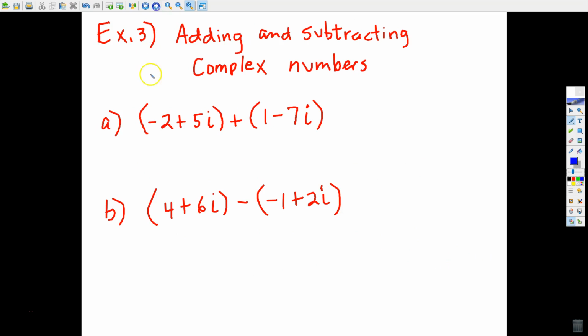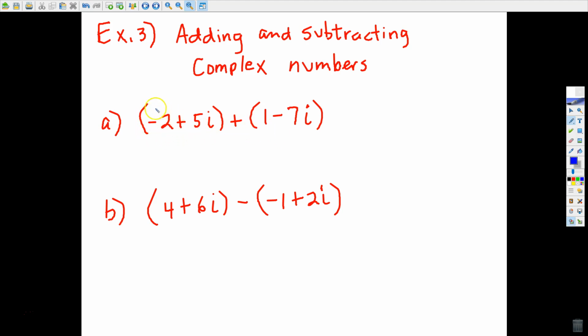Let's do some operations like adding and subtracting. This won't take long because you've already learned in Algebra 1 about adding and subtracting polynomials and the importance of combining like terms. Well, these are not technically polynomials, but the principle is still the same. All we're going to do is combine like terms.